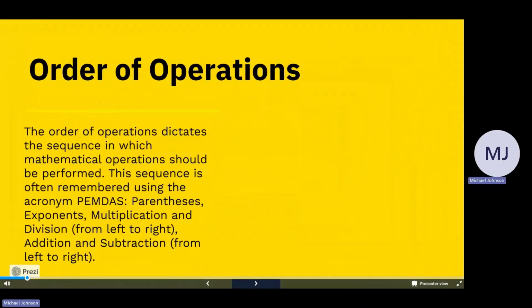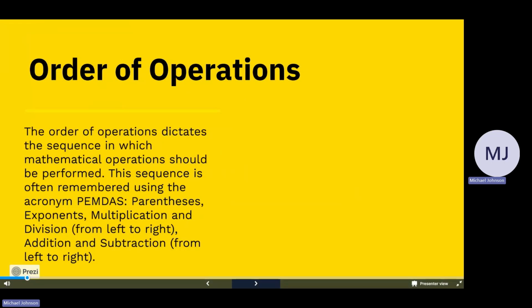The order of operations dictates the sequence in which mathematical operations should be performed. This sequence is often remembered using the acronym PEMDAS: parentheses, exponents, multiplication and division from left to right, addition and subtraction from left to right. So you want to do everything in order.